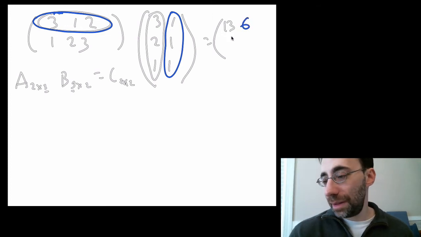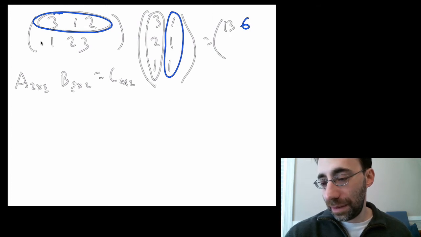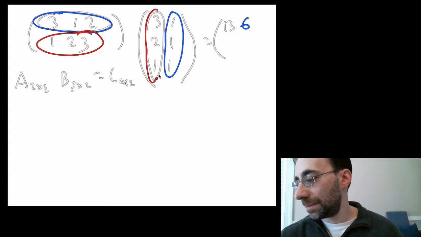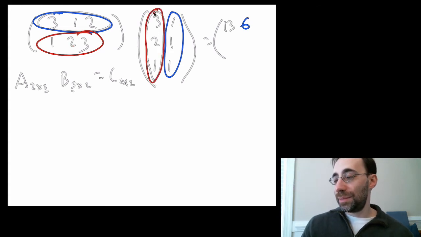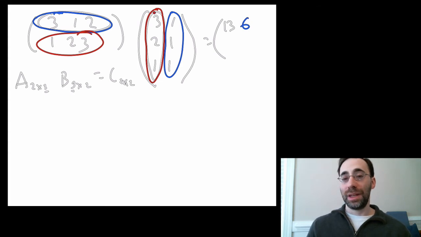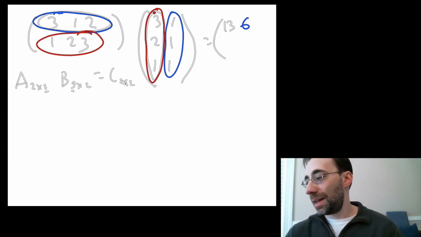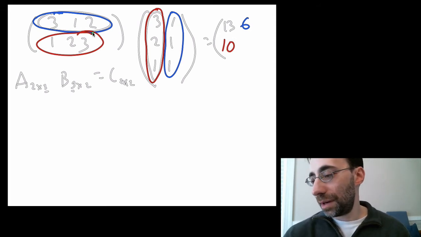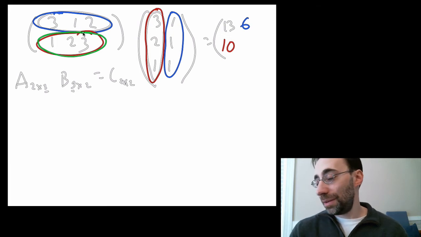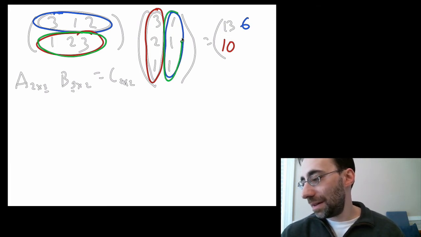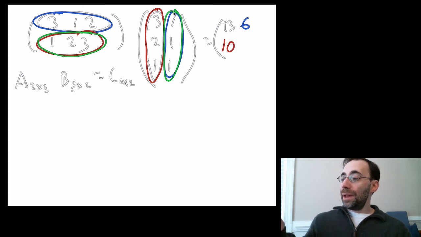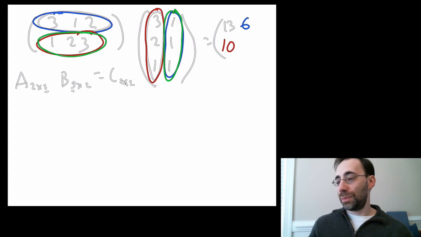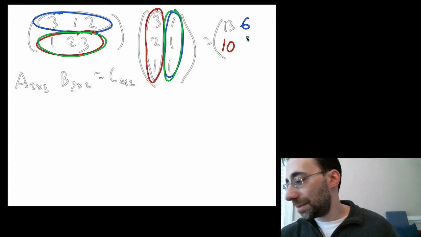Now we do this one. Second row times first column is 1 times 3 plus 2 times 2 plus 3 times 1, which is 3 plus 4 plus 3, that's 10. And finally, and apologies for anyone who's red-green colorblind, this will look the same to you. It's the second row times the second column. 1 times 1 is 1, 2 times 1 is 2, 3 times 1 is 3, so it's 1 plus 2 plus 3, which is also 6.